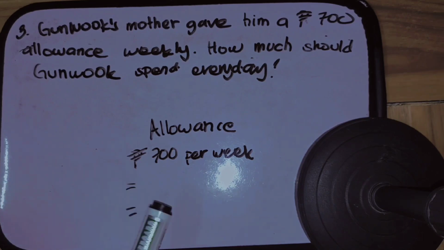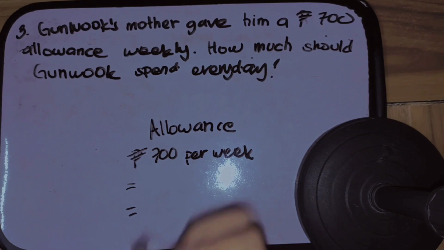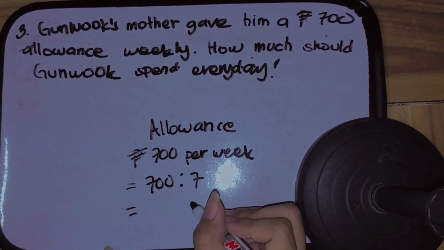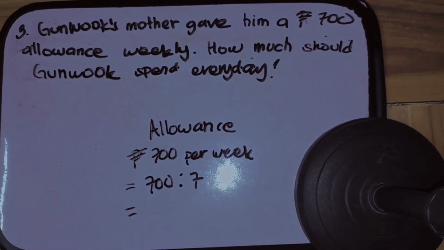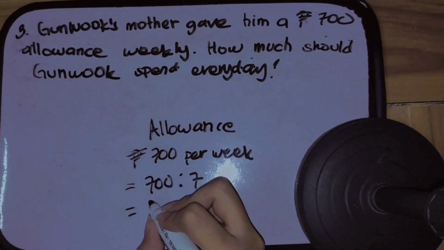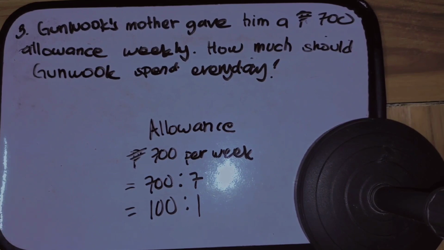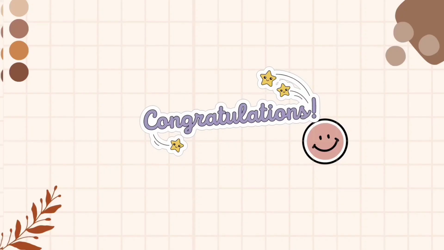So, allowance, 700 pesos per week. So, 700 per week, 7 days. So, hahatiin natin yung 700 pesos sa 7 days. So, 100 pesos per day. 100 per 1. Nasagutan mo ba lahat ng activities at nakuha lahat ng tamang sagot? Well, congrats! Ngayon ay naiintindihan mo na ang ating topic na ratio and rate.